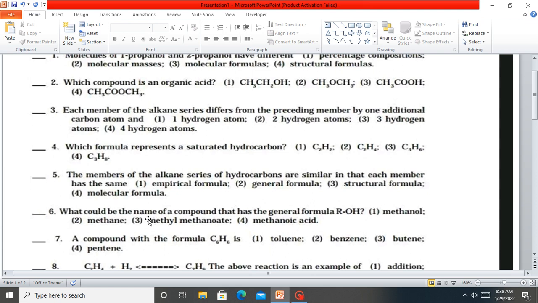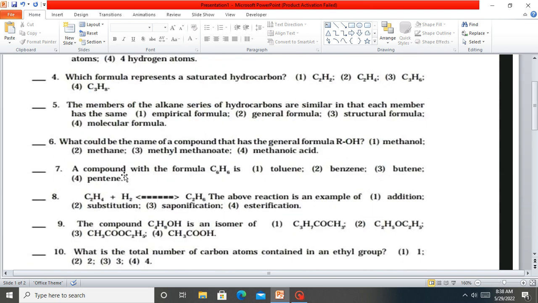What could be the name of a compound that has the general formula RH or ROH? This one is a functional group found in alcohols. So we have methanol, methane, methyl methanoate, and methanoic acid. This functional group is found in methanol. So the answer is the first one.